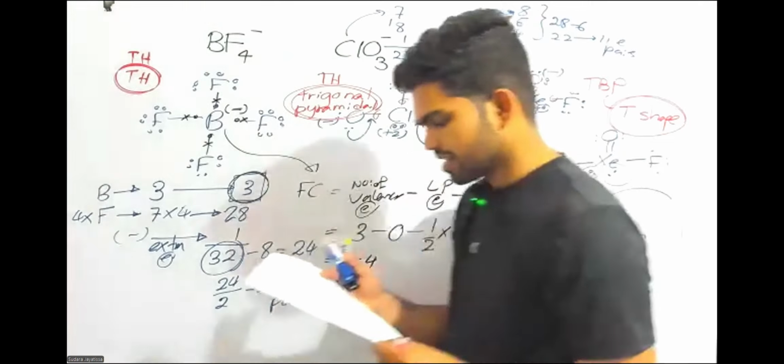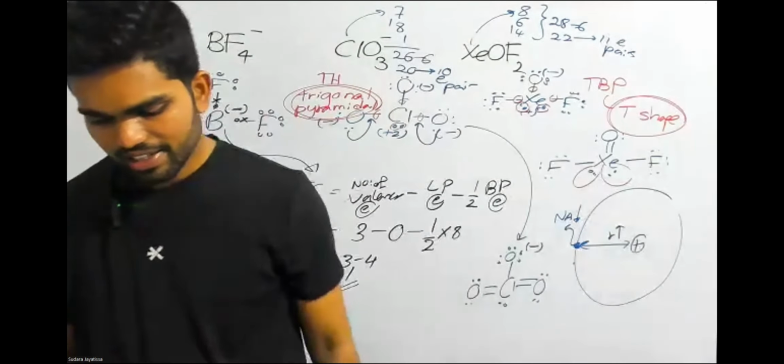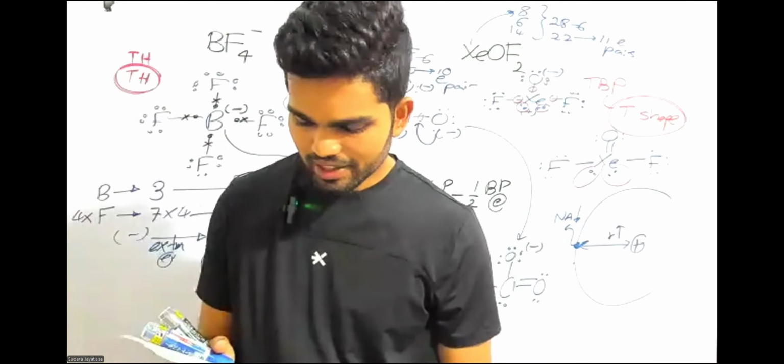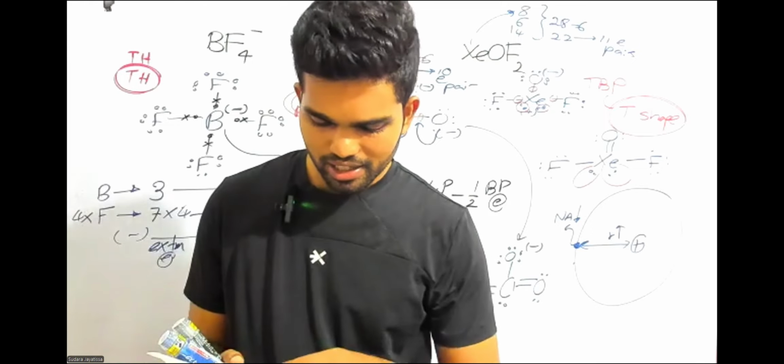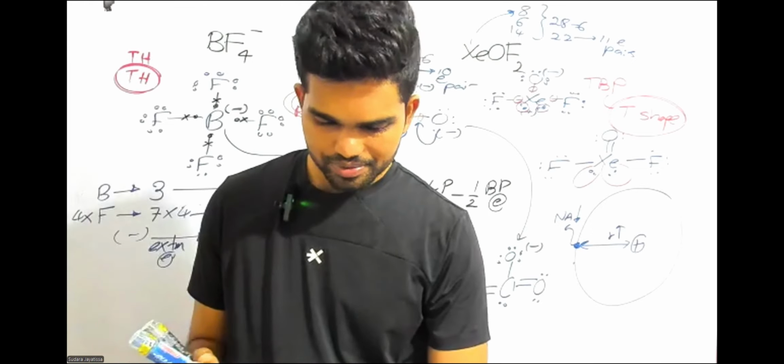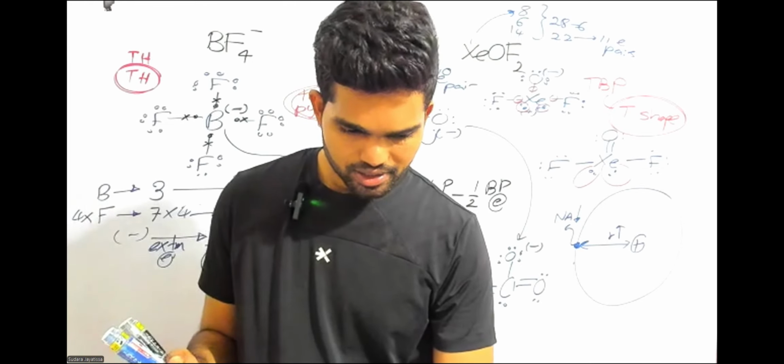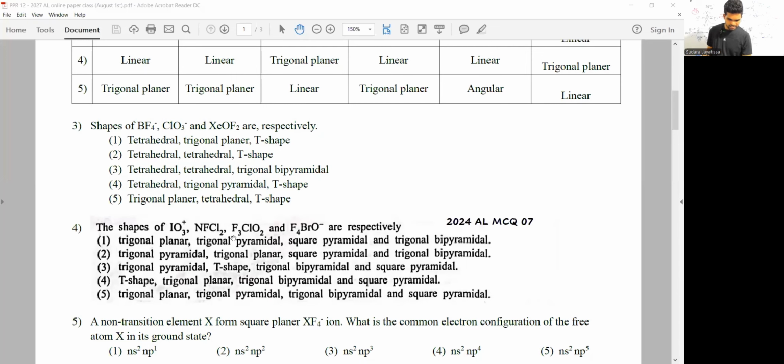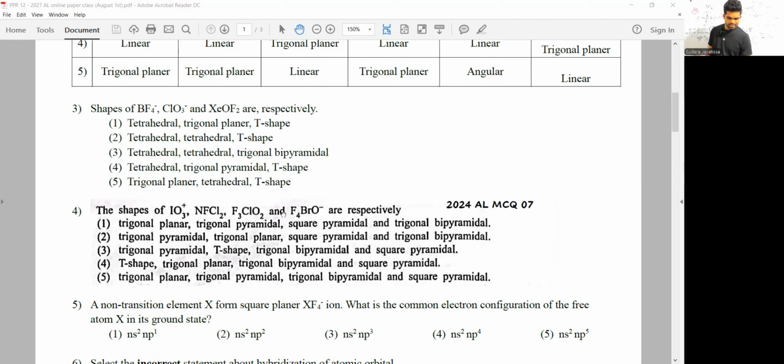Let's see how many of you got the correct answer. Tetrahedral, pyramidal, and T shape. Here is the answer: tetrahedral, trigonal pyramidal, and T shape. Answer must be answer 4. Let's see how many of you got that one. Okay. Right, good. Now that is the long method.